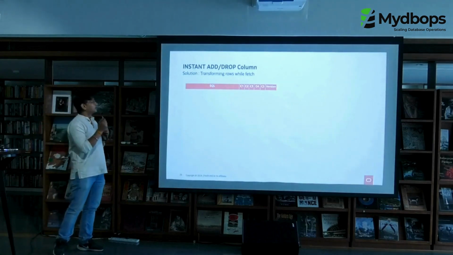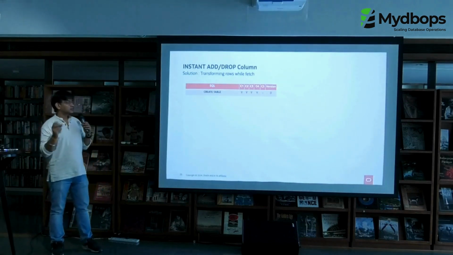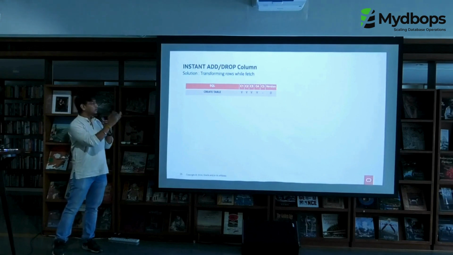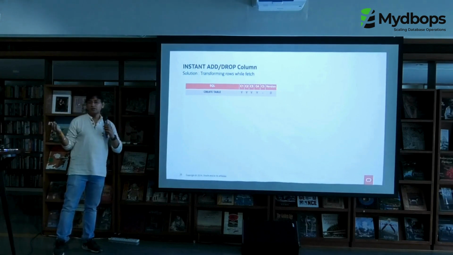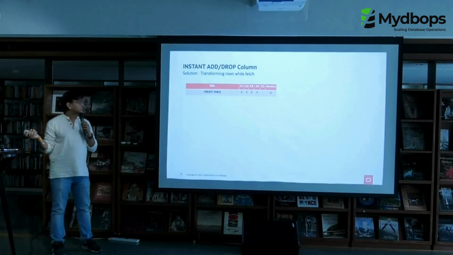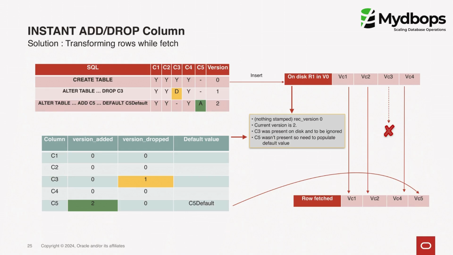Let's say I created a table which has 4 columns: C1, C2, C3, and C4. Because we have not done any instant add and drop, the version is 0. Now I inserted a row. How does the row look on the disk? It will have VC1, the value of C1, value of C2, value of C3, value of C4. That's the row data part. This red part is the metadata part, the row header, where the version is not there, because this row doesn't have any version.